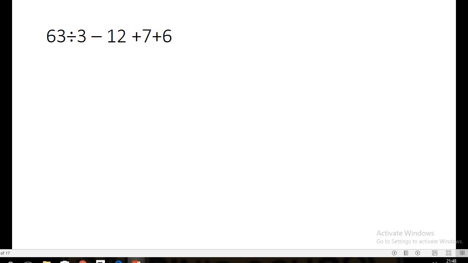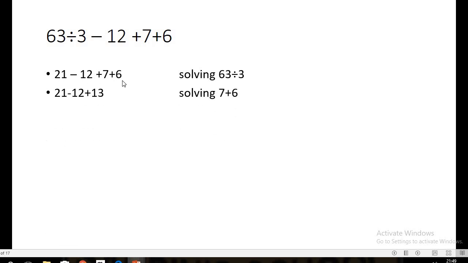Moving ahead, this is a very small question. According to BODMAS, divide will get preference over addition and subtraction. So 63 divided by 3 gives us 21. Now addition will be given preference over subtraction, so we will be adding 21, 7 and 6, or we can just add 7 and 6 first together, so we get 13. And now we move to addition of 21 and 13. When we add 21 and 13 we get 34, and 34 minus 12 gives us 22 as the answer.